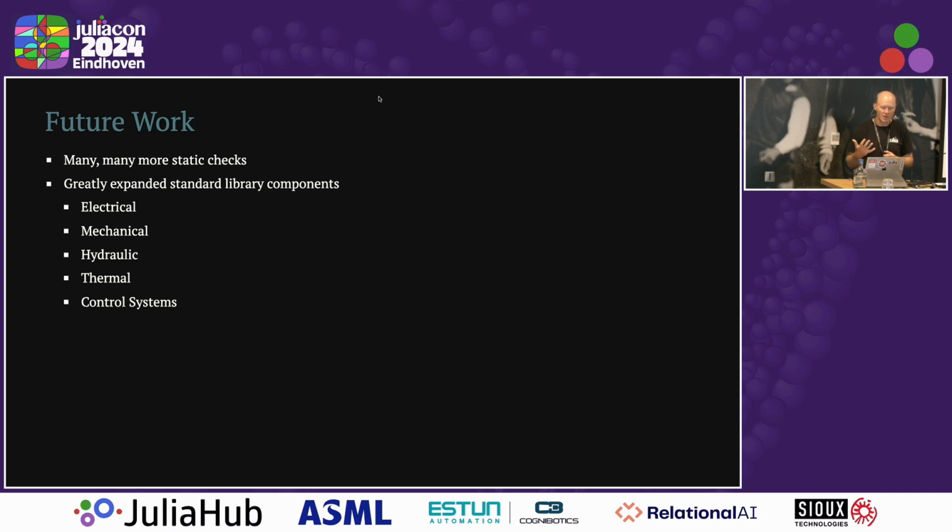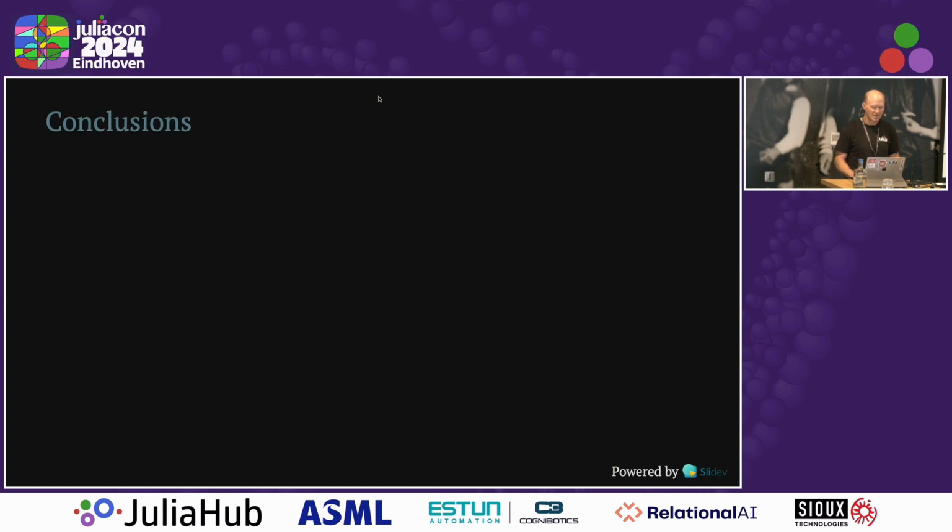Also, we're working on expanding the set of standard library components that are available. So we're working on an electrical component library, mechanical component library, hydraulic, thermal, and then control systems. And then ultimately, we've been doing a lot of interesting work with state machines. We want to be able to integrate that into the language as well. So there's a lot of cool stuff that we can do. This is the first public talk even on JSML. It's very fresh. And I think there's a lot we can do there.